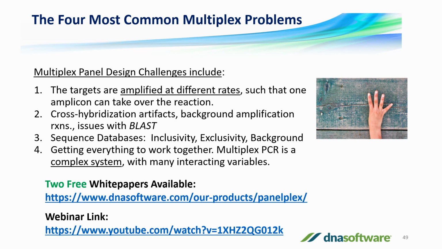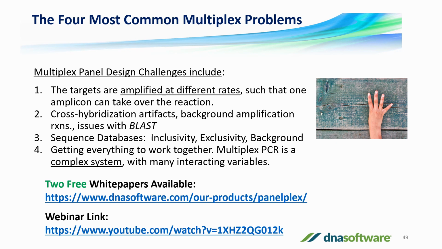So multiplex panel design challenges include the following. The first challenge is that targets need to be amplified at the same rate. But often in real multiplex PCR reactions, one of the amplicons can take over the reaction, resulting in amplification at uneven rates. And we'll talk about what the causes of that are.